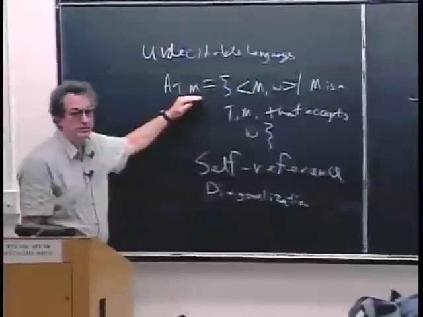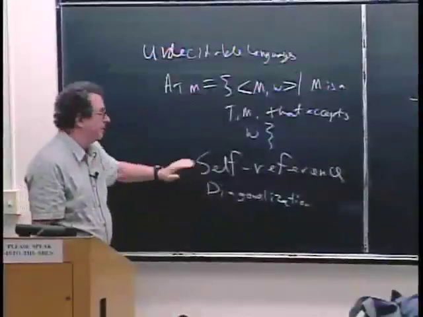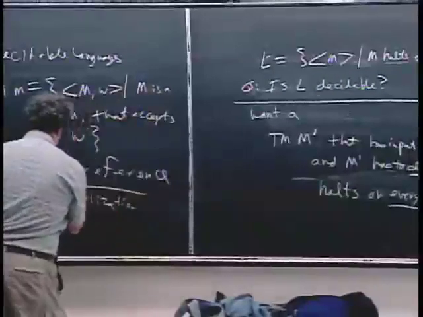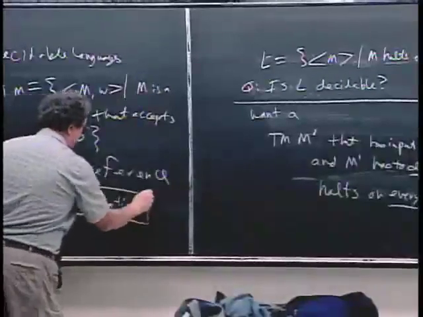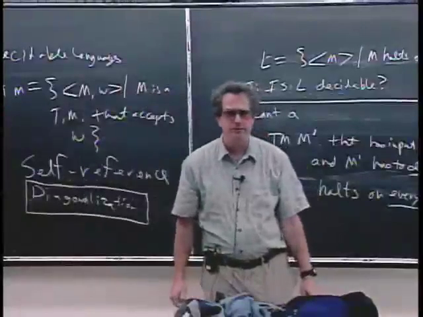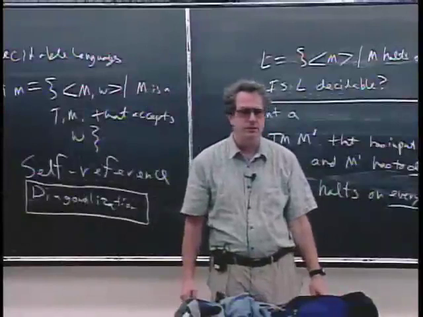Well, all right. So let's get to something technical. All right, I want to prove again that this particular language is undecidable. All right? And I want to use a technique called diagonalization. So let me say a little bit about diagonalization.